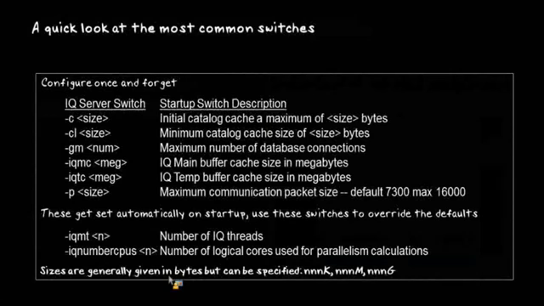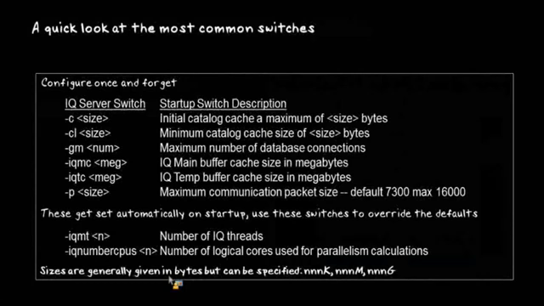And we might go down from there as well, based on whether you're using file system-based devices and that the file system may need caching as well as the database. Or if you're using raw, then you typically go more at the total memory of the system. We also have the -p, which is the maximum communication packet size, and you can boost that from 7,300 to 16,000.